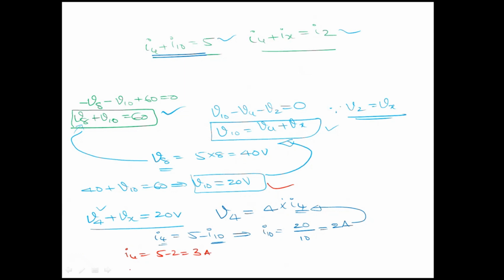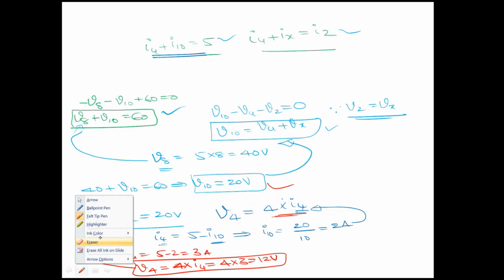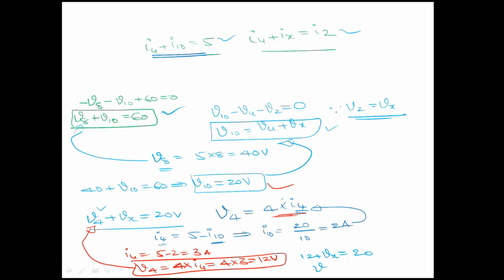Once you get I4 as 3 amperes, we can find V4. V4 is equal to 4 into I4, which is 4 into 3, which is equal to 12 volts. Therefore, V4 is 12 volts. Substituting it in this equation, 12 plus Vx is equal to 20, and from this Vx is equal to 20 minus 12, which is equal to 8 volts. So we got Vx as 8 volts.